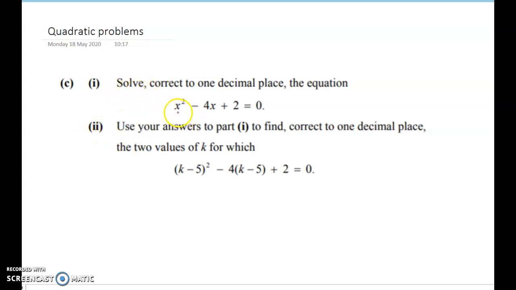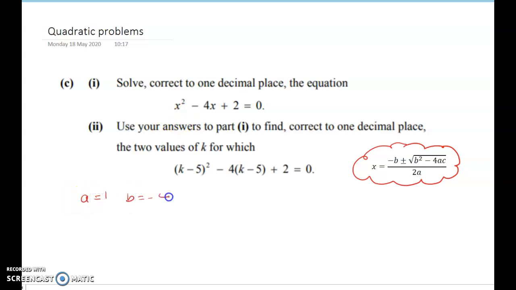It is a quadratic because you can see there's an x squared term there. It asks us to answer correct to one decimal place, so straight away that's the minus b formula. That will be in the formula books, where a refers to the x squared coefficient, b refers to the x coefficient, and c refers to the constant on the end. So here we have a equal to 1, b equal to -4, and c equal to 2.